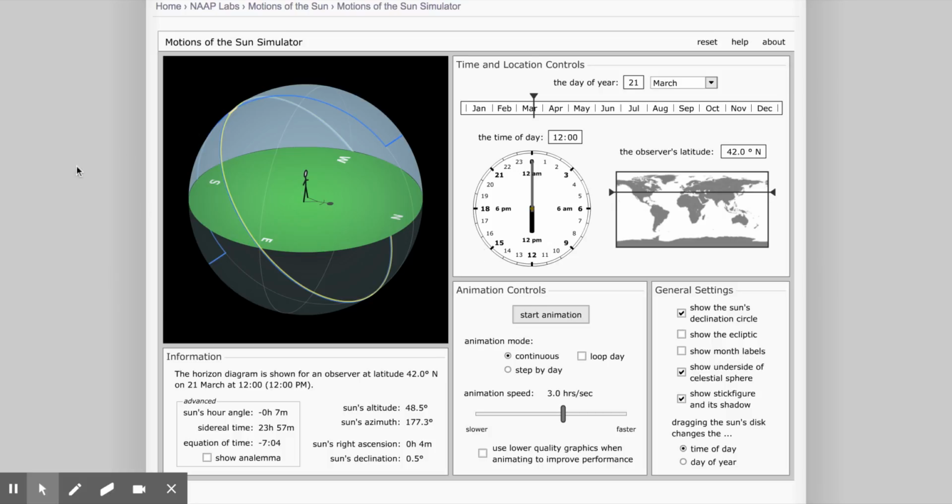This is still the Motions of the Sun simulator, and I'm still trying to show you guys how the sun moves across the sky during different parts of the year. If you notice, the diagram is still set to March 21st, and it's still noon at this point. What I want to show you is what happens as we move from March 21st, the vernal equinox, to June 21st, which, yes, you should know, is the summer solstice. So I'm going to watch the circle that the sun is on, the yellow one, as we move closer to June 21st.